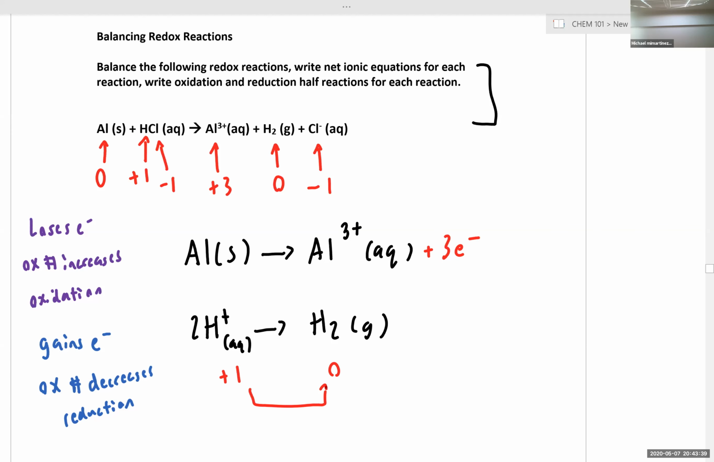So now, if we went from +1 to 0, how many electrons have we gained per atom? So we have 1 electron per hydrogen atom. And how many hydrogen atoms do we have participating? 2. So 1 times 2 is 2 electrons. If we're gaining electrons, do we put this on the left or the right-hand side? The left-hand side.